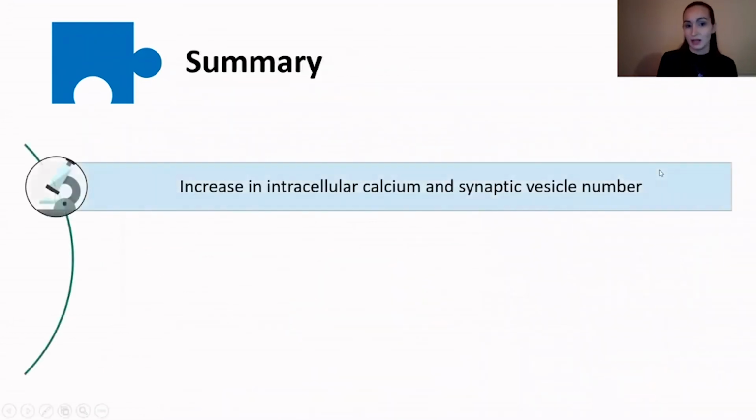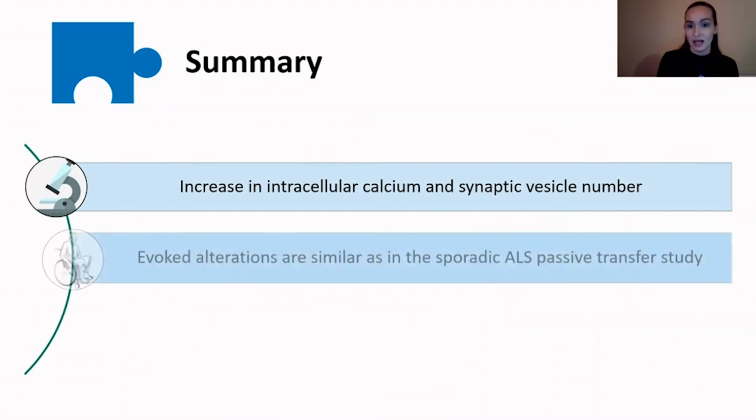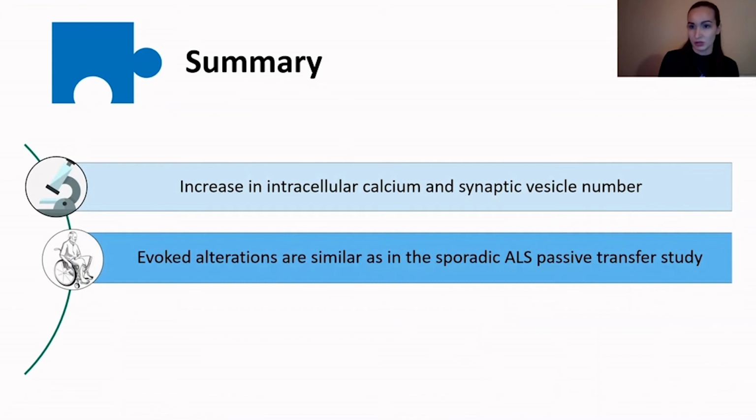Now I would like to sum up my talk. Due to the passive transfer with the sera of ALS patients with identified mutations, we observed an increase in intracellular calcium level and an increase in the number of synaptic vesicles, as well as the passive transfer of the sera from sporadic ALS patients. So our results support the idea that the pathomechanism underlying the identical clinical manifestation of both familial and sporadic ALS is based on a common final pathway in which calcium plays an important role.